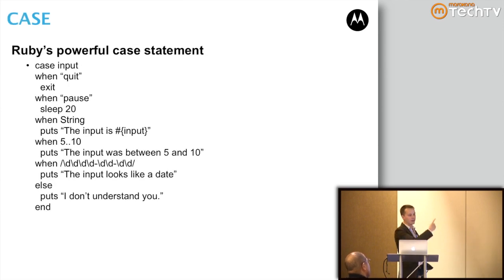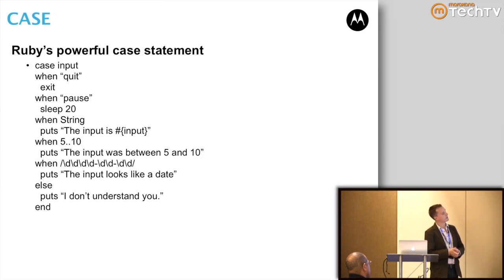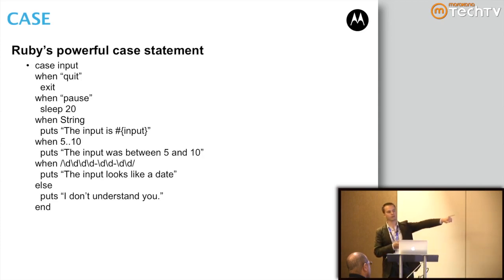I do want to point out the case statement in Ruby, though. It's nothing you can't do with an if, but it can be more powerful and interesting in cool ways. You give it some starting value, so case input here, just some variable. And then you'd have a series of when. So when quit, you exit. When it's pause, you sleep. I can test against particular objects, so I can say when it's a string, and then do something cool.